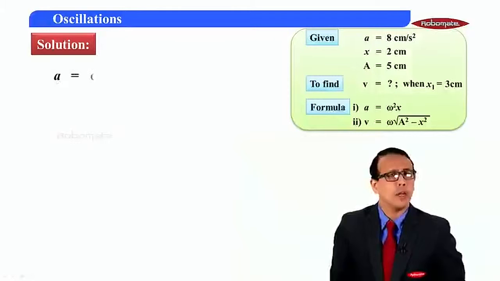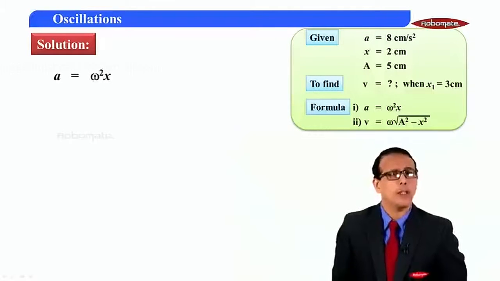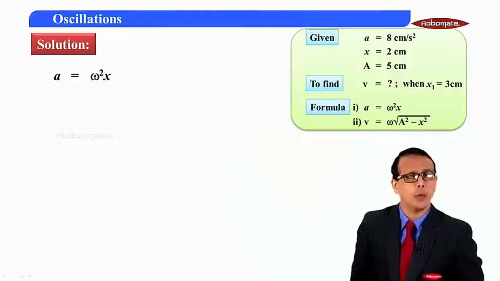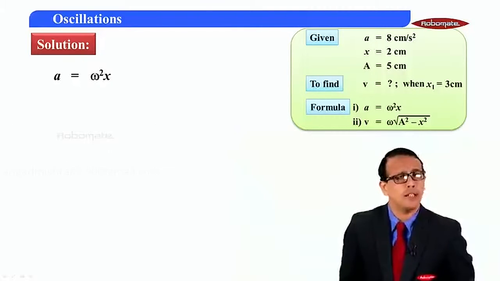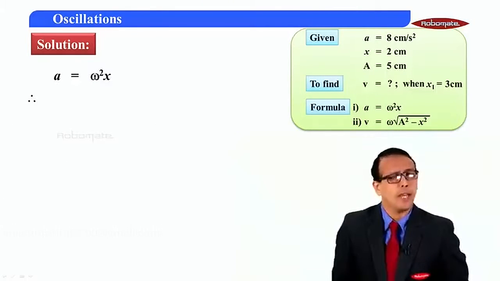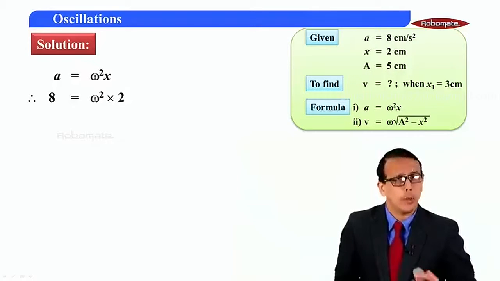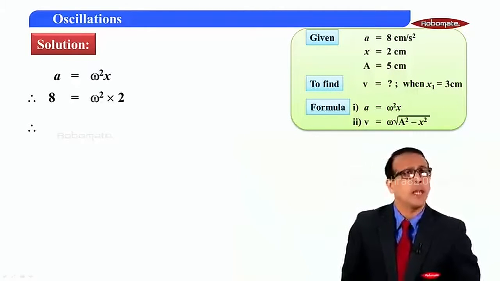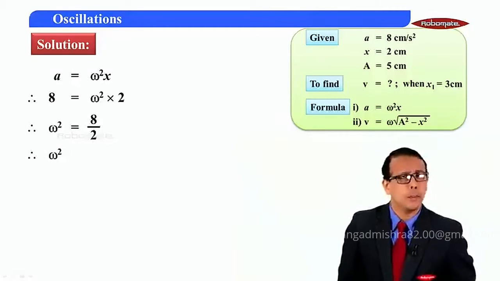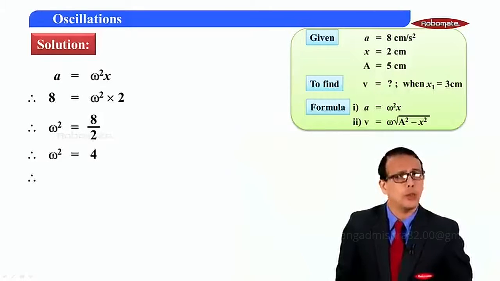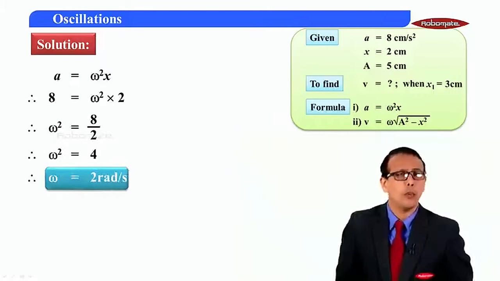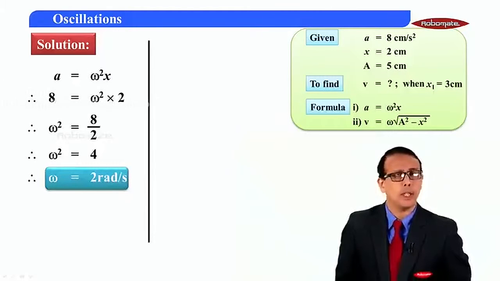So, a is equal to omega square x. The value of a and x is given to us. So, the value of a is 8, and I will write the next step as 8 is equal to omega square into the value of x, which is 2. So omega square becomes 8 upon 2, which is nothing but 4. Taking root on both sides, we get finally omega is equal to 2 radian per second.